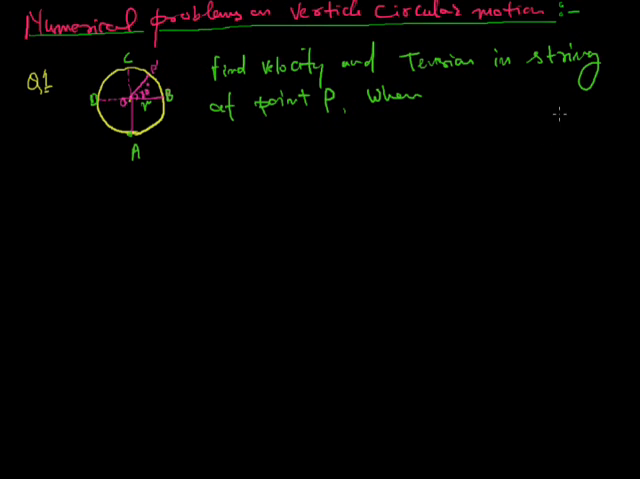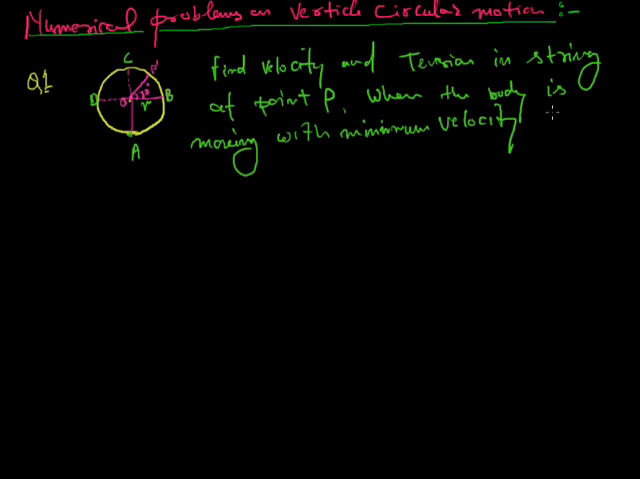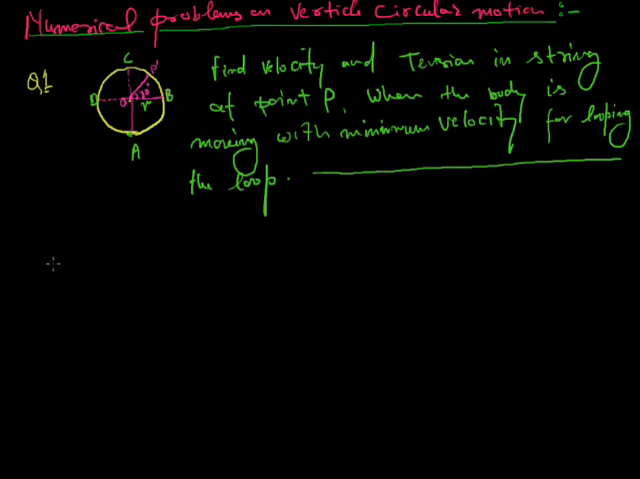When the body is moving with minimum velocity for looping the loop, ना एक सर्कल पूरा करने के हिसाब से वो मिनिमम वेलोसिटी पे मूव कर रही है, तो what will be the velocity at P and tension in string.